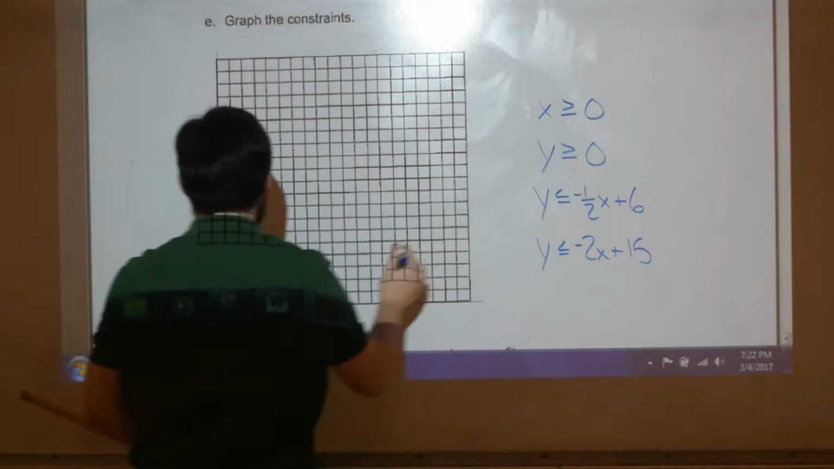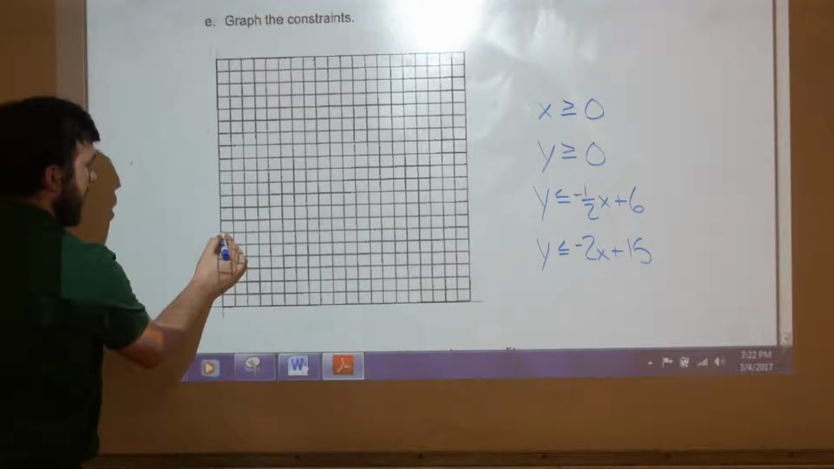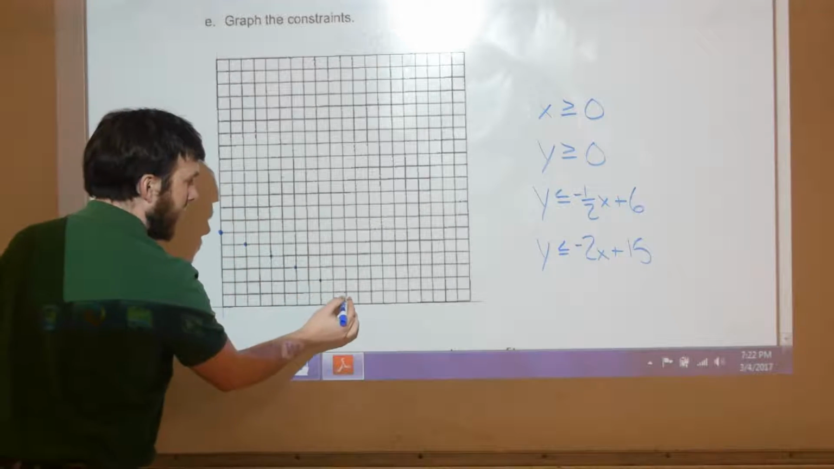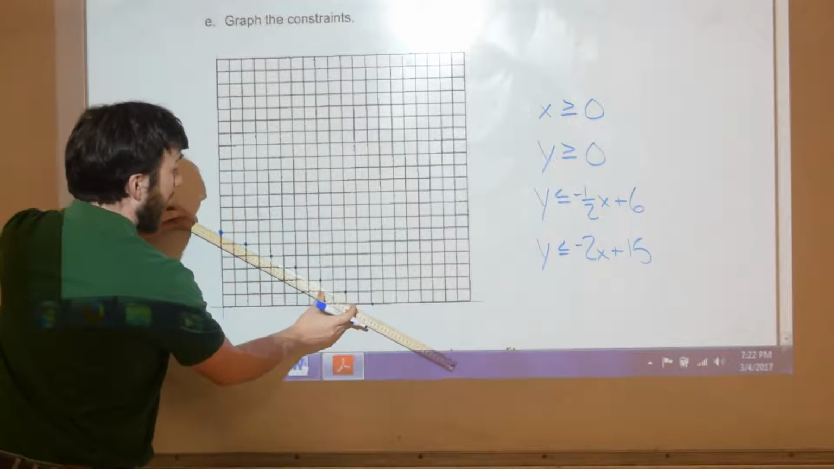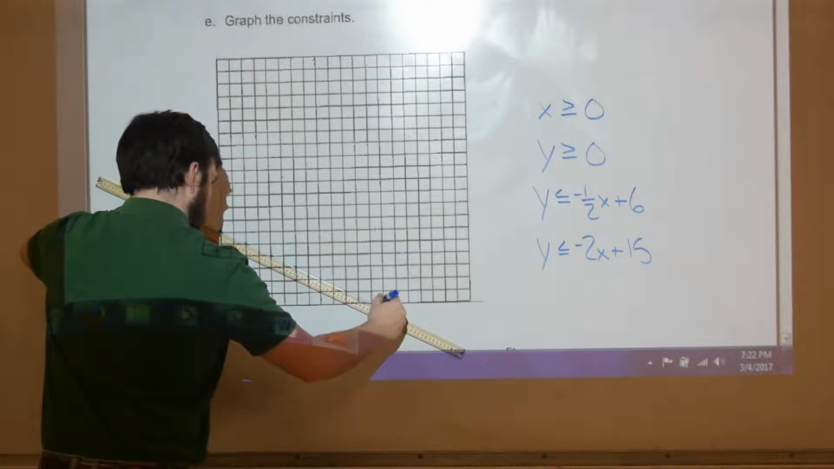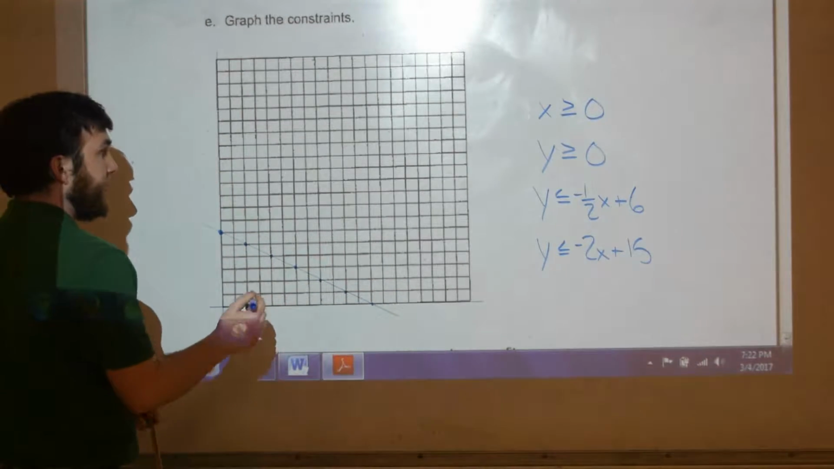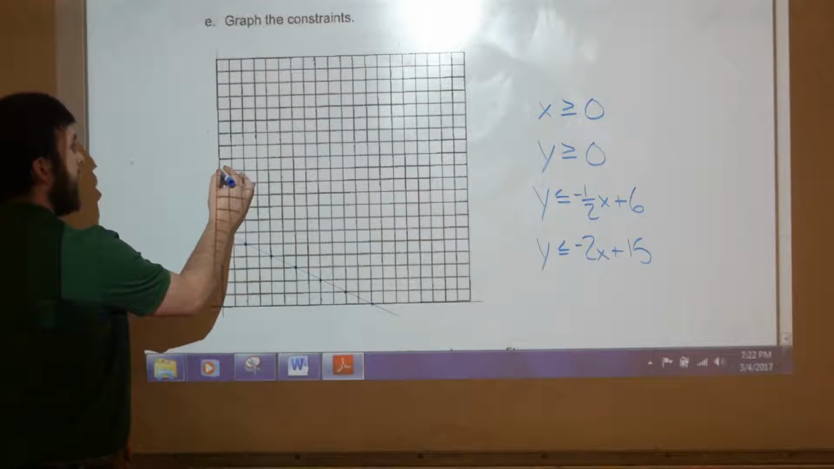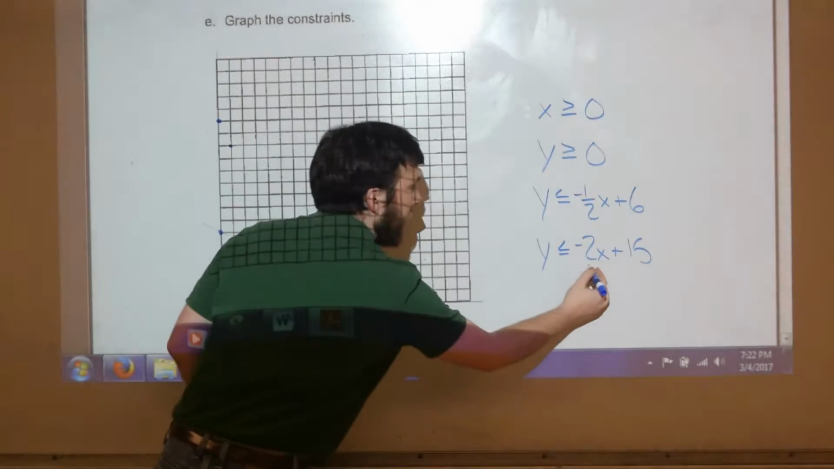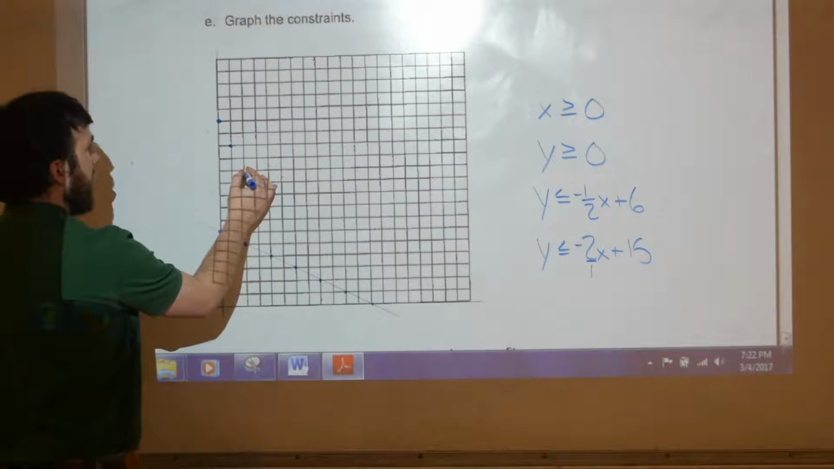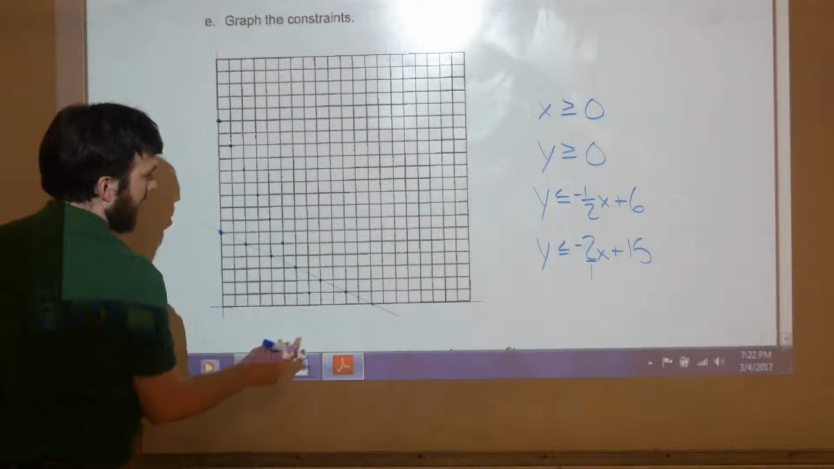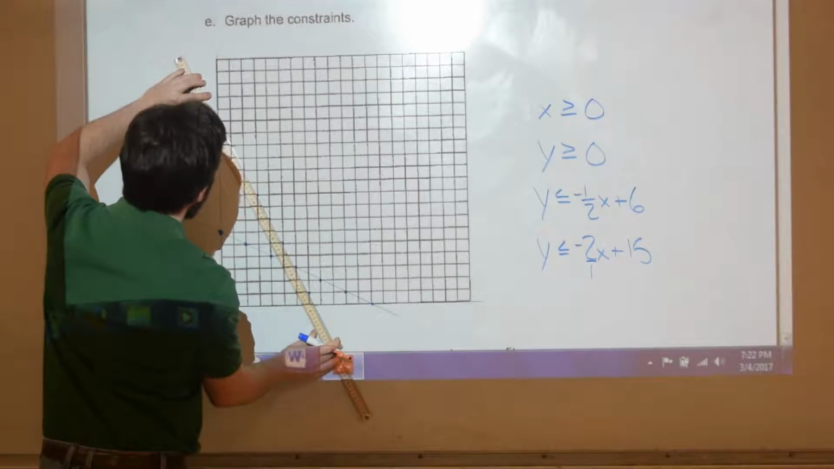Third equation, got to start at 6. 1, 2, 3, 4, 5, 6. And then we're going to go down 1, right 2. Notice all of these are solid lines. And then for our last one, we need to get up to 15. 7, 8, 9, 10, 11, 12, 13, 14, 15. And we're going to go down 2 over 1, because you can put negative 2 over 1. Okay. Last solid line.